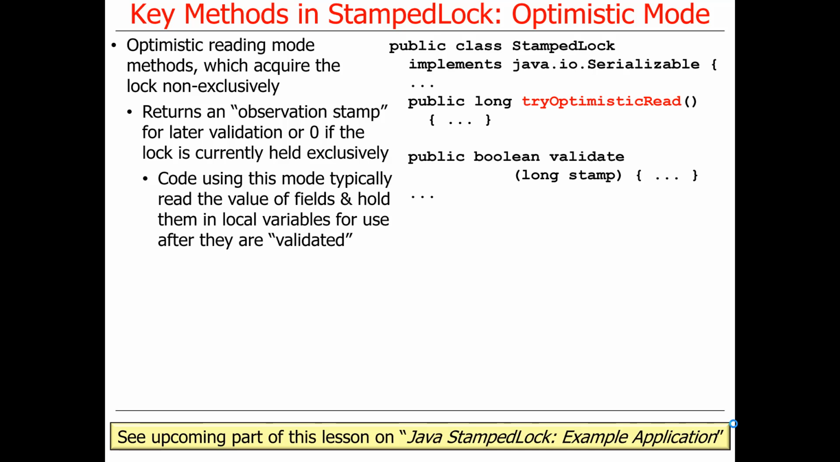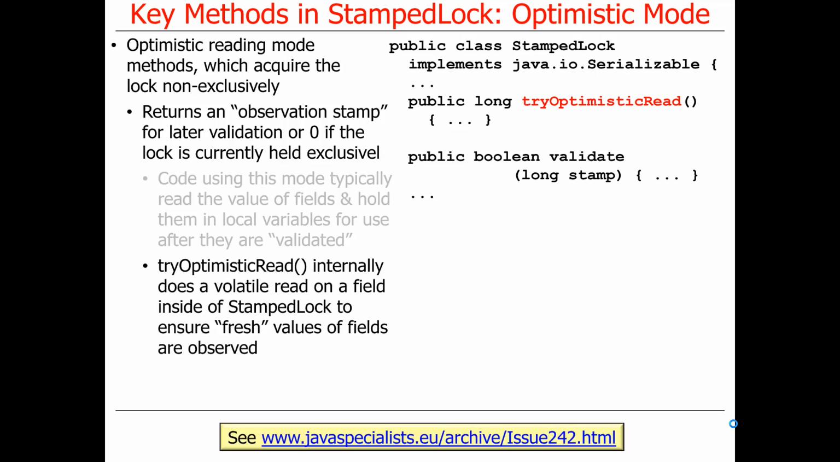Code that uses this mode typically reads the value of the fields and holds them in local variables for use after they're validated. We'll show an example of this use case in the upcoming part of the lesson on the example application. Internally, tryOptimisticRead does a volatile read on a field inside of the StampedLock object itself in order to ensure the fresh values of fields are observed.